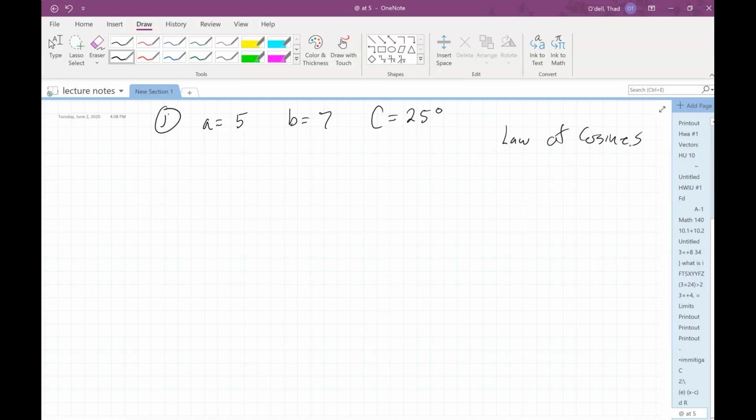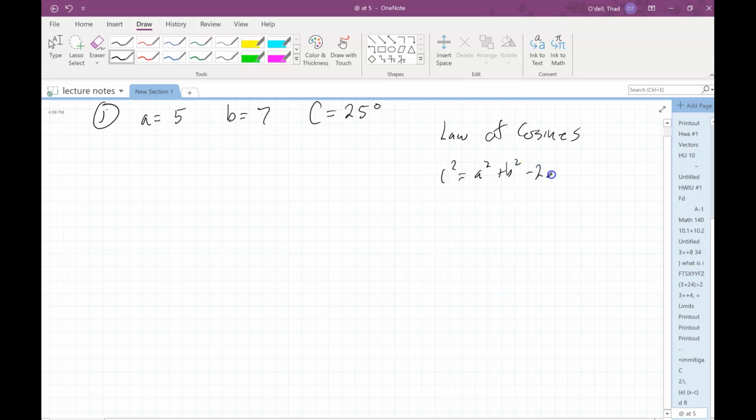And law of cosines, I like to say, is the Pythagorean theorem with a little bit of adjustment. Because basically it goes c squared is equal to a squared plus b squared minus 2ab cosine of c. Now the c is not only thought of as the hypotenuse, but we don't have a hypotenuse in this because it's not a right triangle. So the a, b, c are interchangeable. You could also do a squared is equal to c squared plus b squared minus 2cb cosine a.